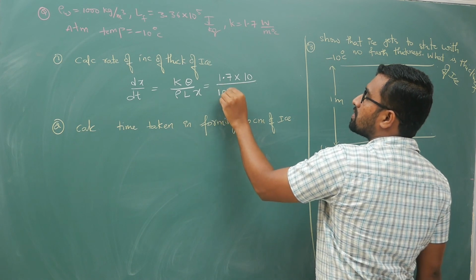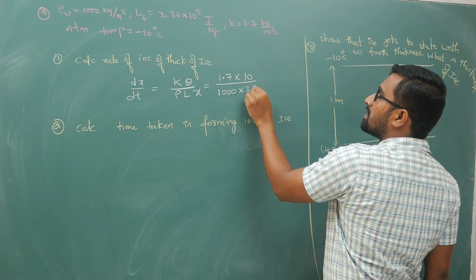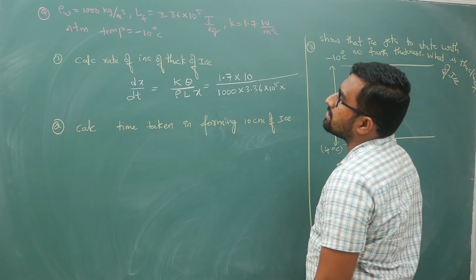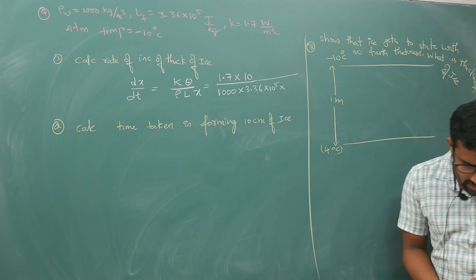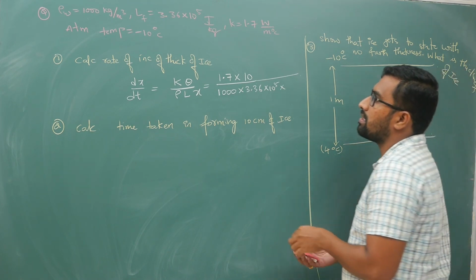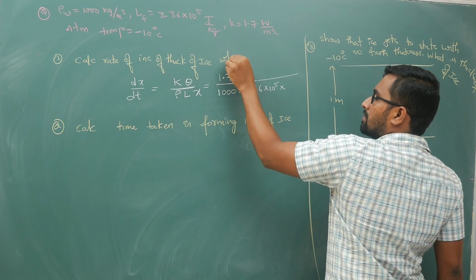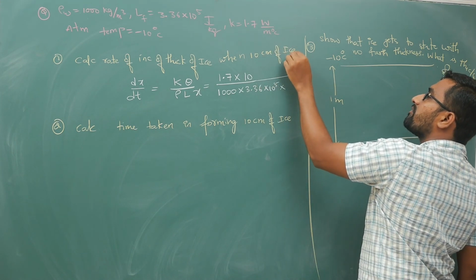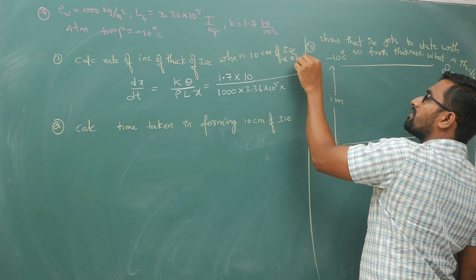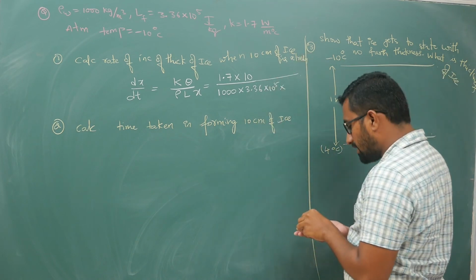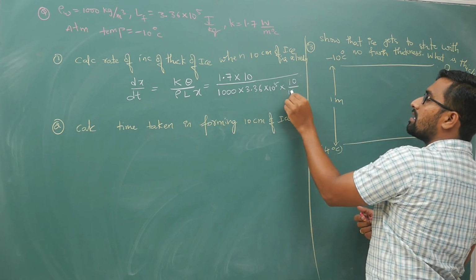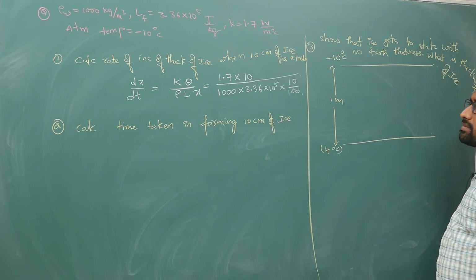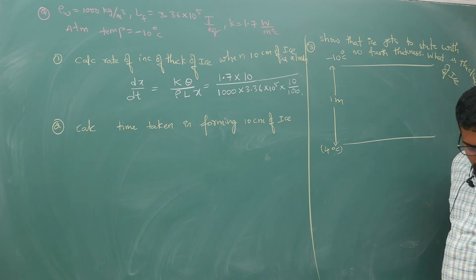Density of water is 1000. Latent heat of fusion is 3.36 into 10 power 5, times this length, which is given when 10 centimeter of ice is already formed. Calculate when 10 centimeter of ice is already formed. That was given in the question, it is incomplete. So 10 centimeter means 10 by 100 meters. This 10 centimeter must have been given in the question. Next, calculate time taken in forming 10 centimeter of ice.